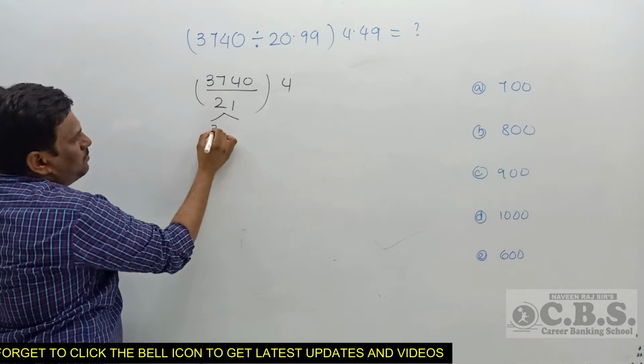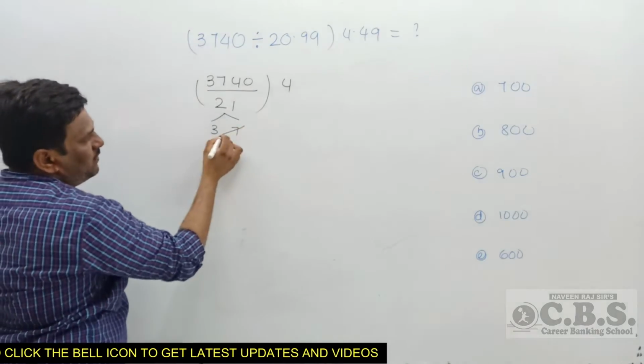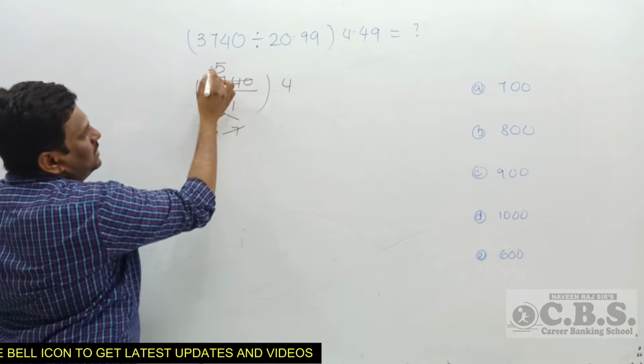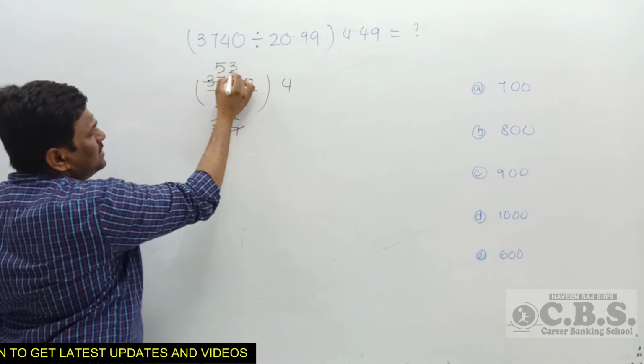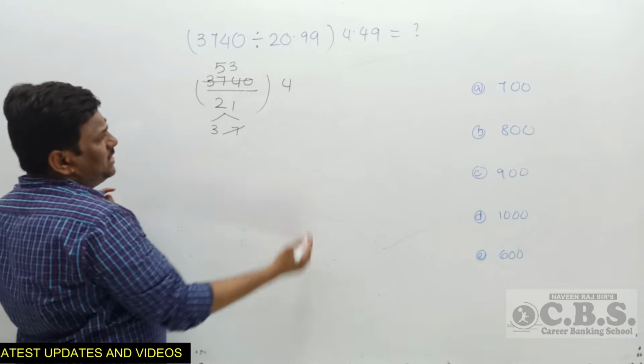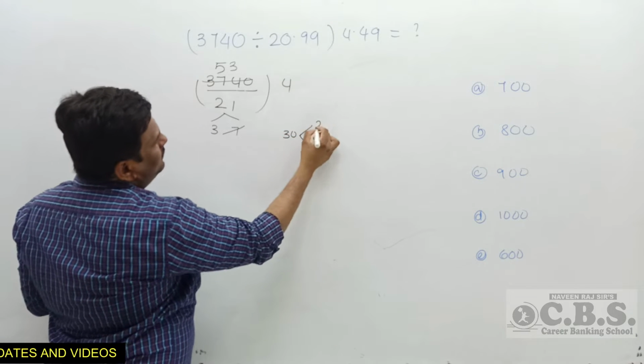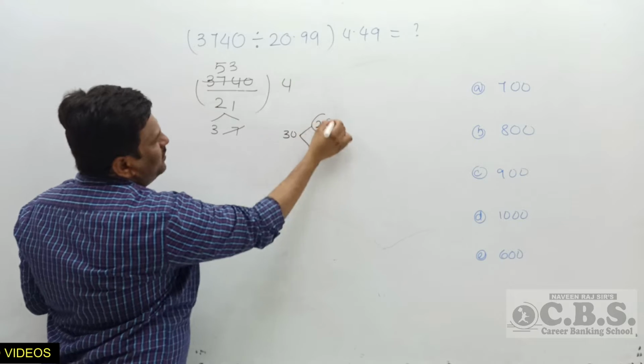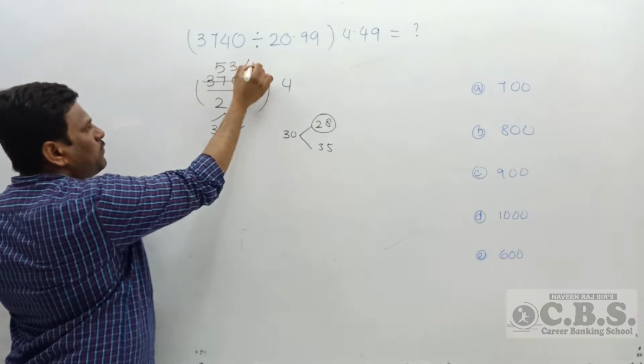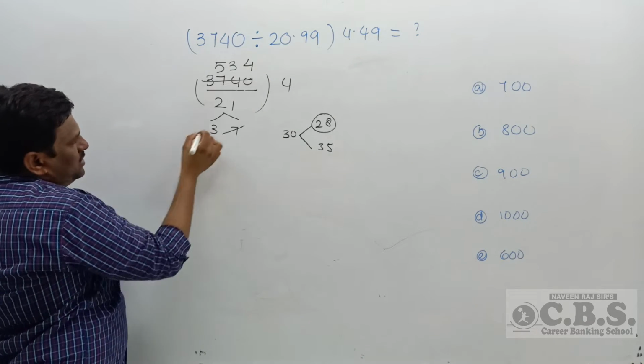As usual, same prime factorization, 3 and 7. I first try with 7. 7 fives are 35, 7 threes are 21, 21 and 30. So the nearest multiple of 7 is 28. So how many times is 7? 4 times. Now I do it with 3.